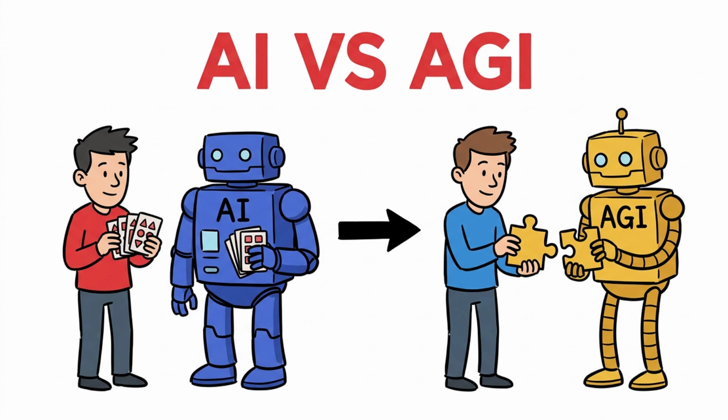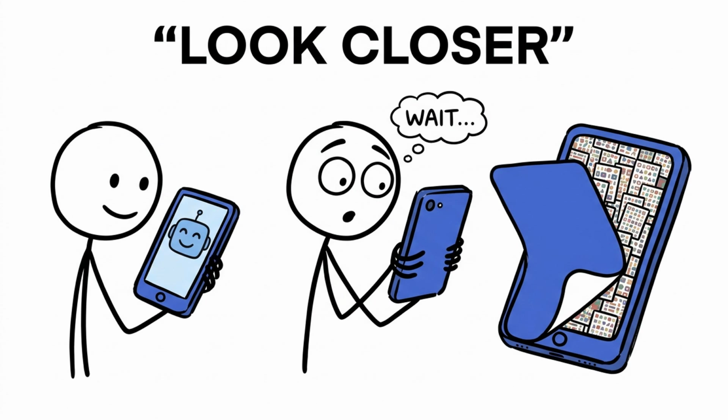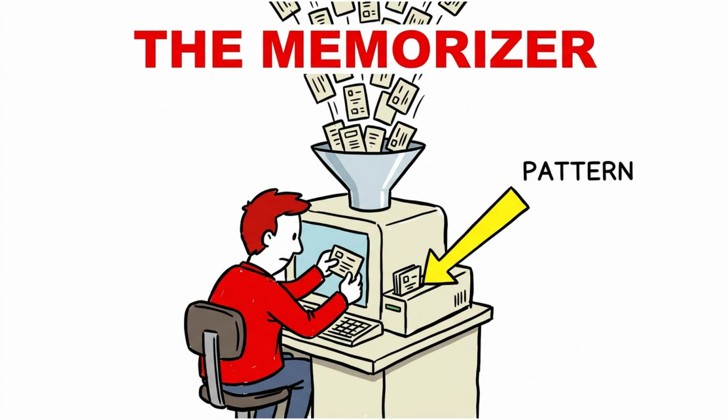This is the difference between the AI you use today and something the world calls AGI. And once you see it this way, you will never look at a chatbot the same way again. Let's start with the memorizer, because that's what almost every AI system you interact with actually is.